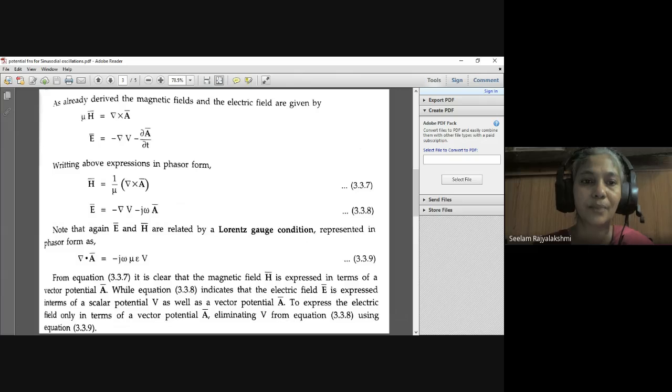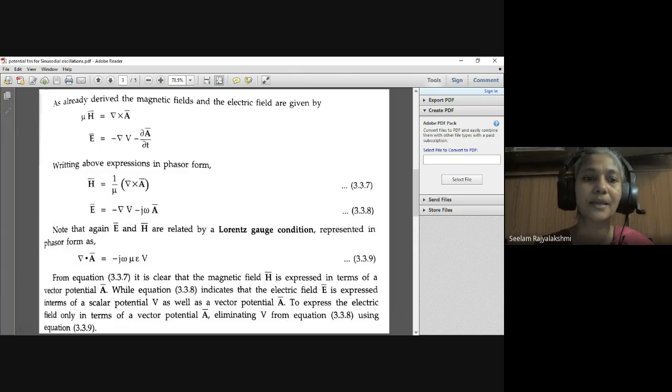So from equation number 7, it is clear that the magnetic field is expressed in terms of vector potential A. But in equation number 8, the electric field is expressed in terms of scalar potential V as well as vector potential A. So here the electric field is represented in V as well as A.